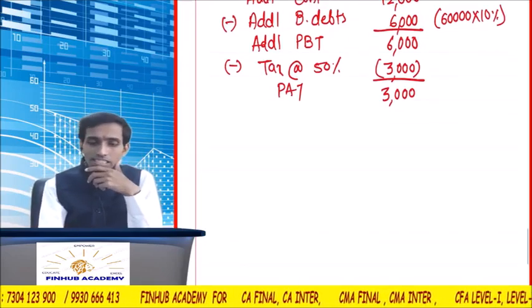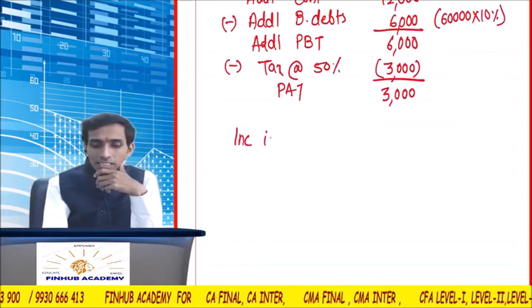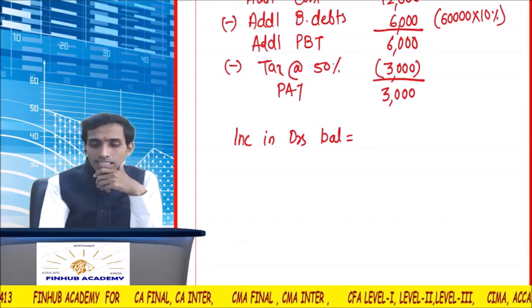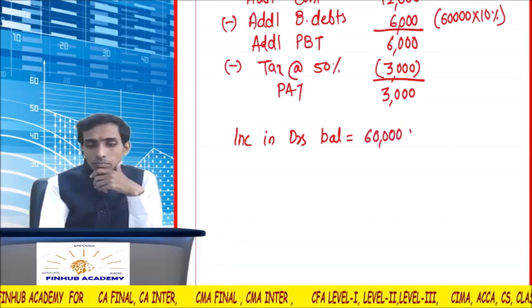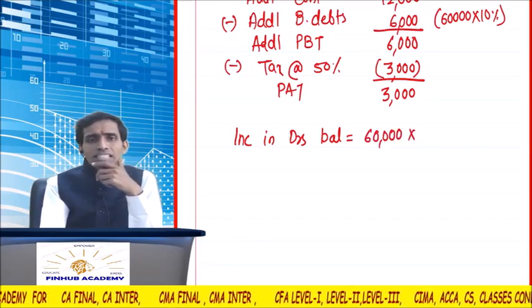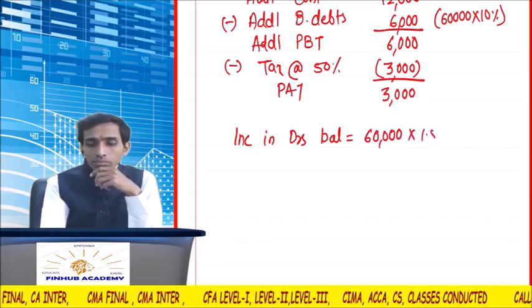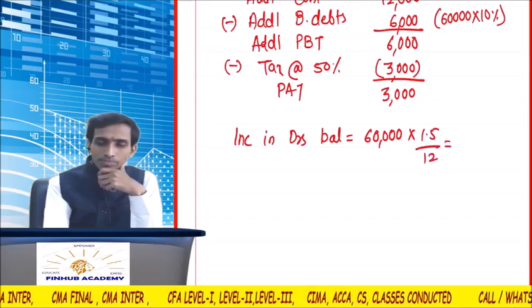Now, please understand. Increase in debtors balance. How will I calculate the increase? Increase in debtors balance: 60,000 is the amount, multiplied by how many months of credit? 1.5. Check. 1.5 divided by 12. Answer.